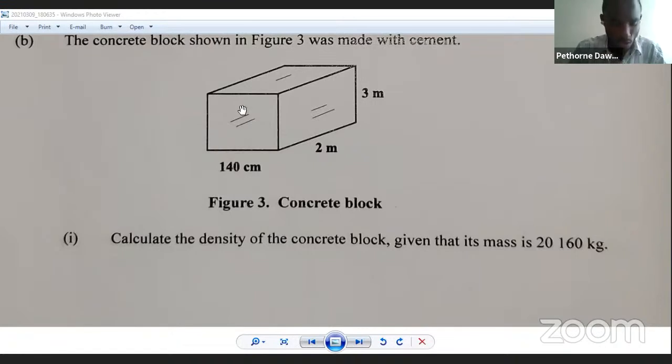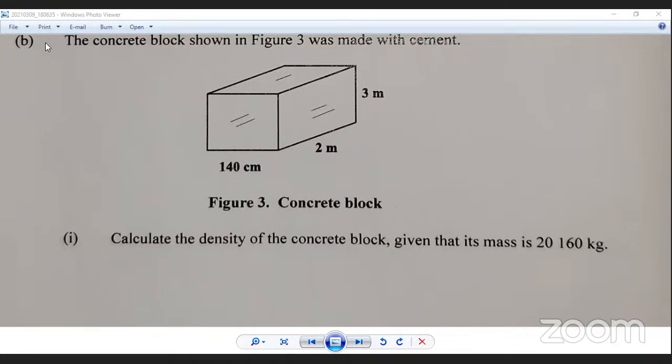All right, so we're going to use 1.4. 1.4 times 2, and that gives us 2.8. And since it is meter times meter, that is meter squared. So the area that the block is resting on is 2.8 meters squared. All right. And the next thing we need to know is the force, because pressure is force divided by area.